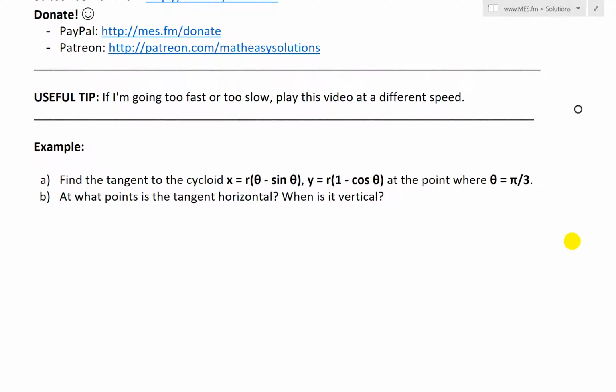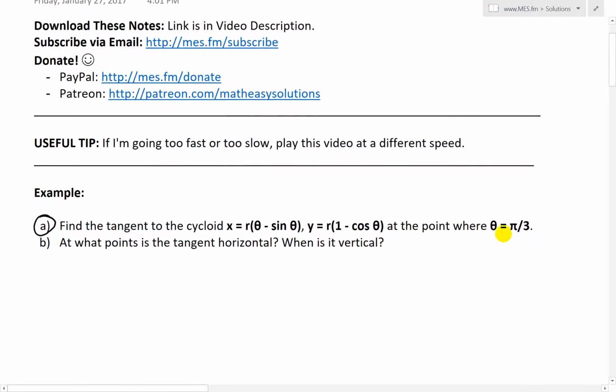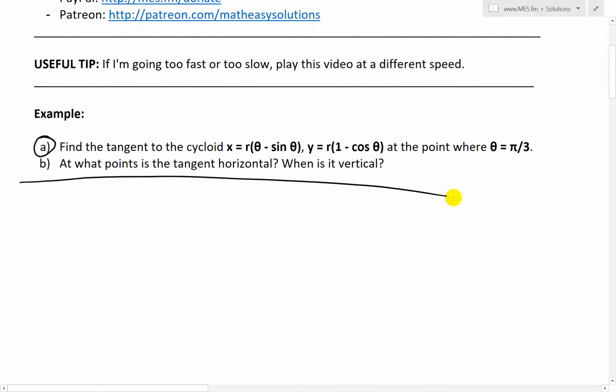The example states: find a tangent to the cycloid x equals r times (theta minus sine theta), and y equals r times (1 minus cosine theta), at the point where theta equals pi over 3. If you haven't already, make sure to watch my earlier videos on the cycloid. I put the video links below. In this video I'll go over part A, and the second part, part B, I'll go over in the next video, so stay tuned for that.